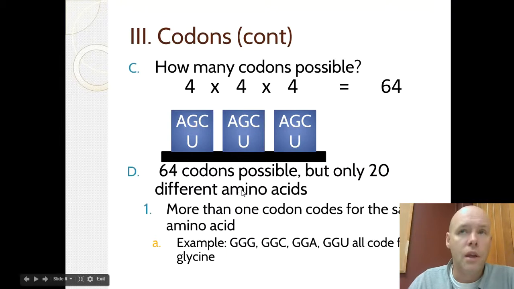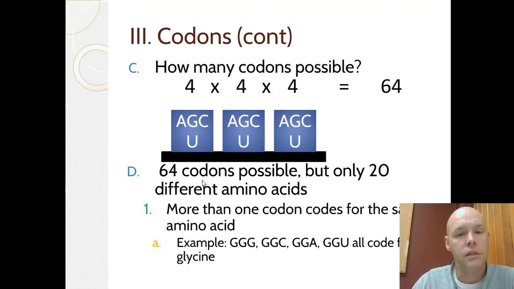Now, how many codons are possible? Well, you have to look at it. Remember, a codon is made up of 3 nitrogen bases. The nitrogen base could either be A, G, C, or U. Same thing with the second one, same with the third one. So we have 4 possibilities times 4 possibilities times 4 possibilities. So we have 64 possible codons. Well, 64 possible codons, but there's only 20 different amino acids.